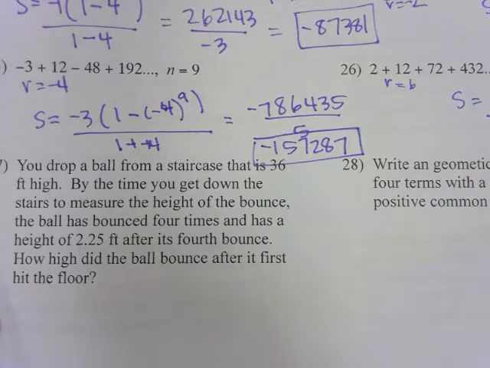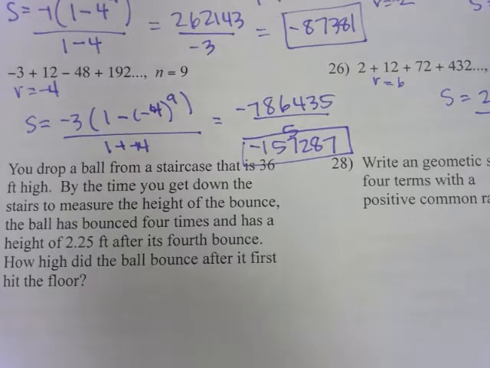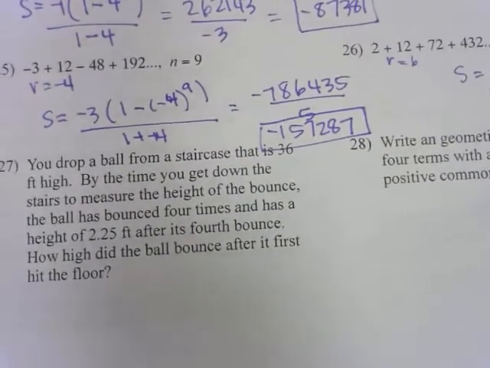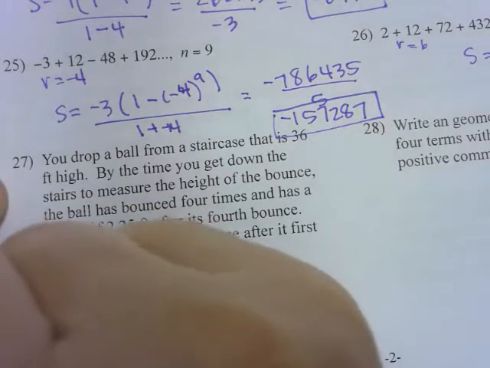Number 27, you drop a ball from a staircase that is 36 feet high. By the time you get down the staircase to measure the height of the bounce, the ball has bounced 4 times and has a height of 2.25 feet after its 4th bounce.